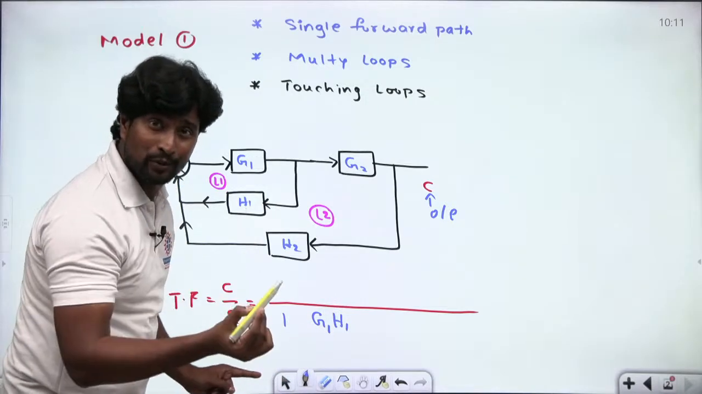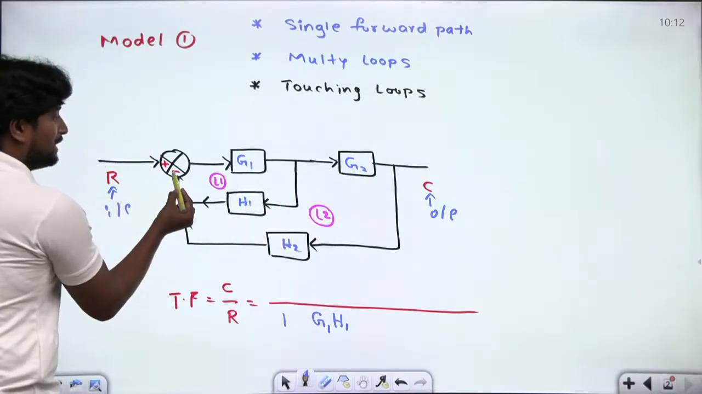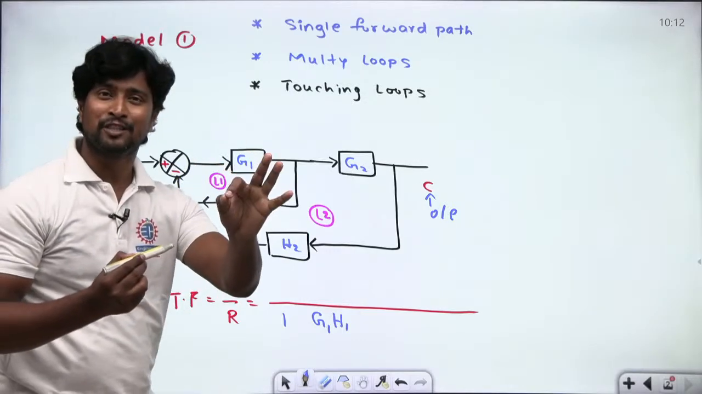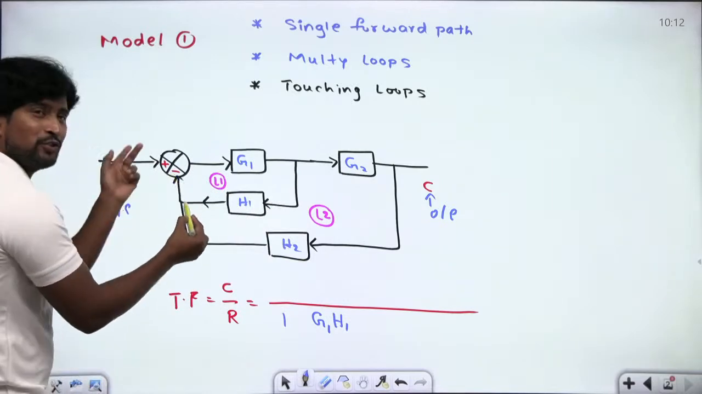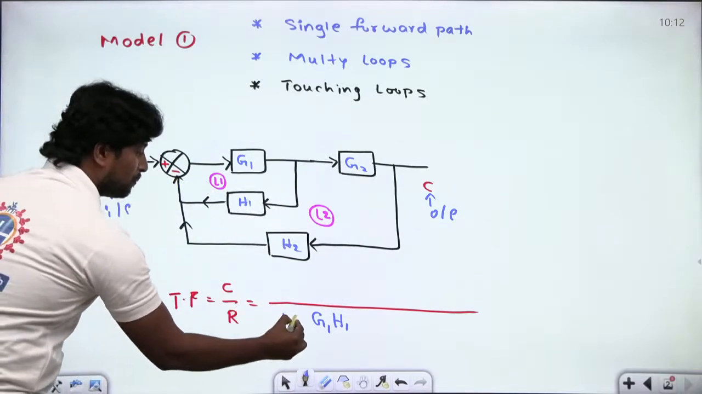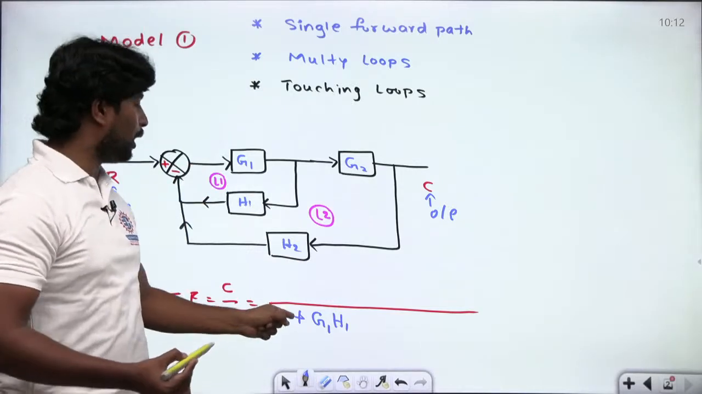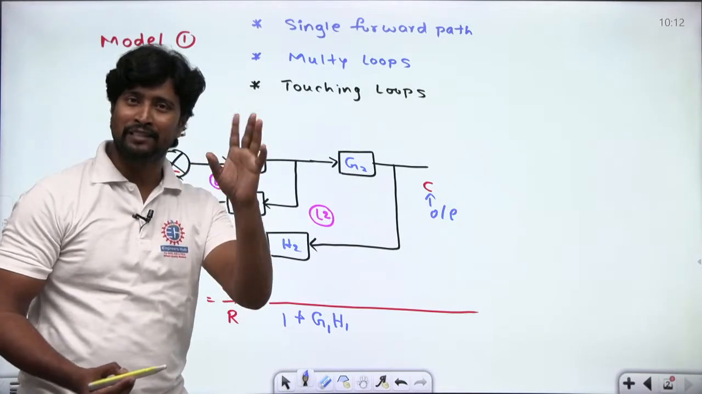And guys, carefully observe, which type of feedback does it contain? Negative feedback. If it is negative feedback, change the sign. That is the shortcut. Are you clear? If it is negative feedback, change the sign. Here negative means plus. If it is positive feedback, the opposite sign, minus. Are you clear? So the loop 1 gain is done.